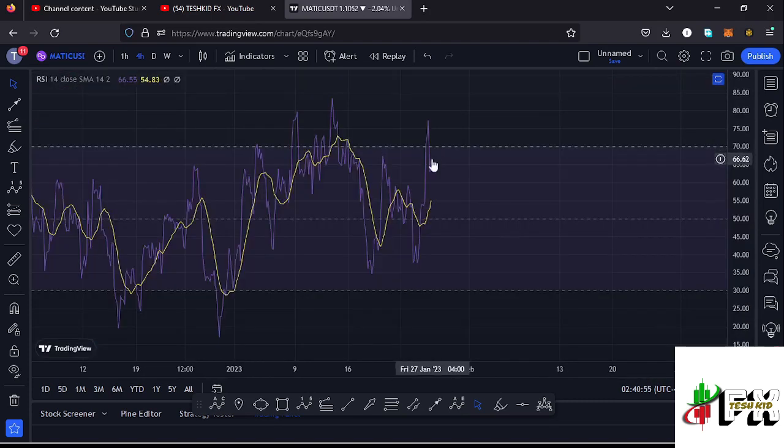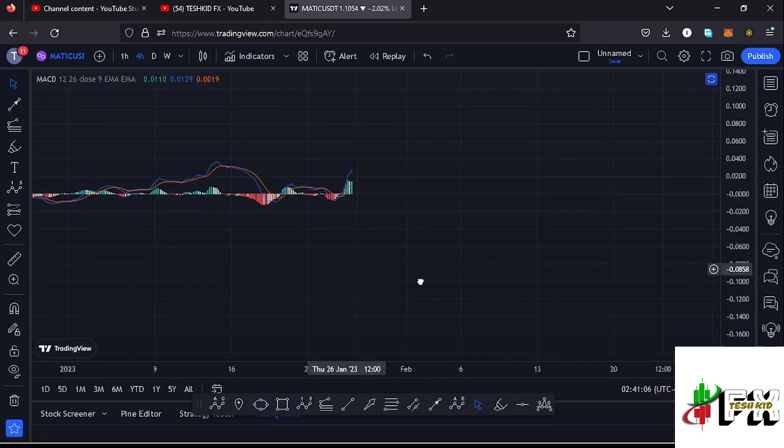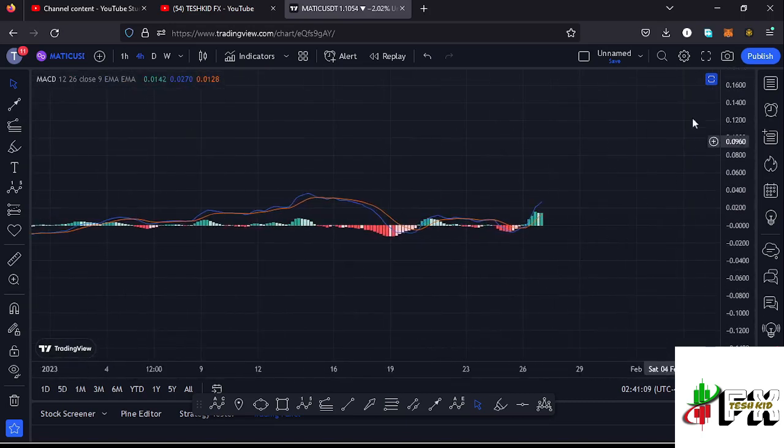Here on the RSI we are trading at around the 66 mark, meaning we have massive room for us to support any movements to the upper side before we get into the overbought region. Also taking a look at the MACD, we have been able to print a bullish cross, and that means higher prices are still coming our way.